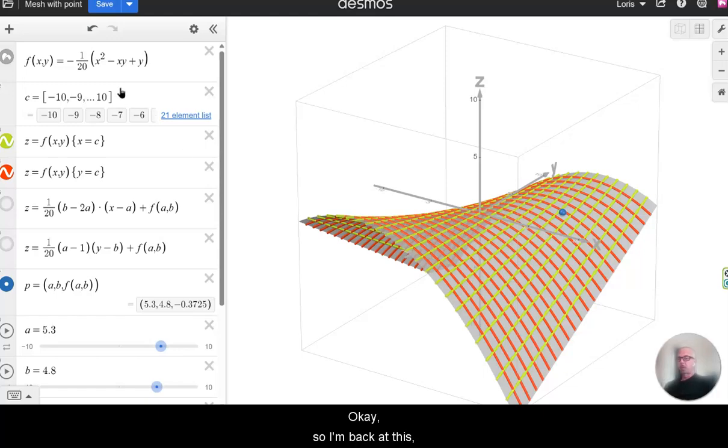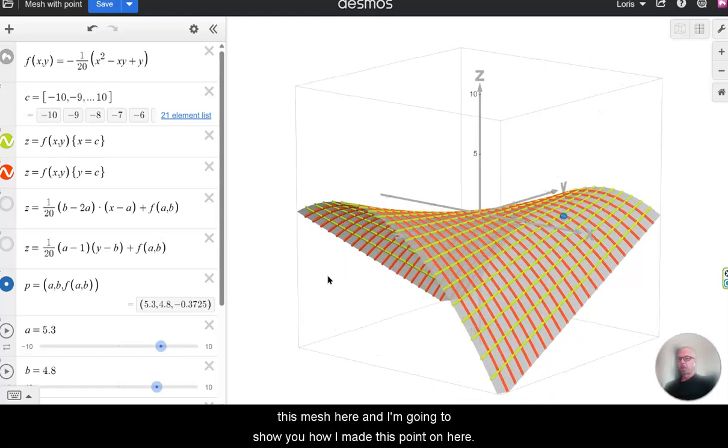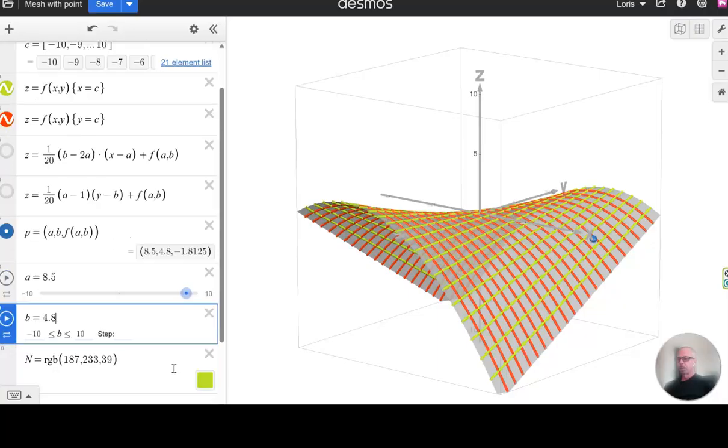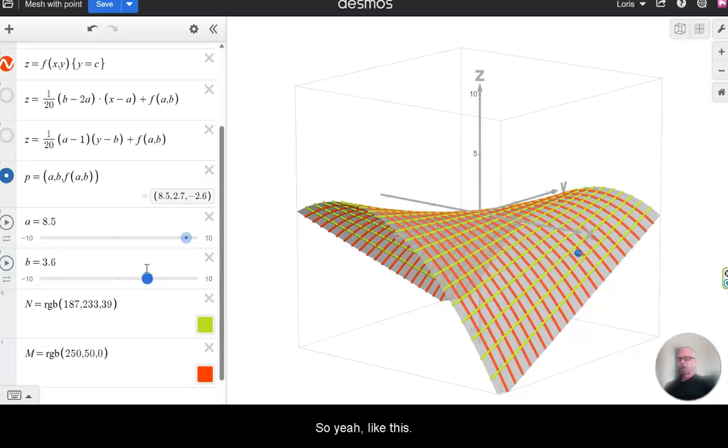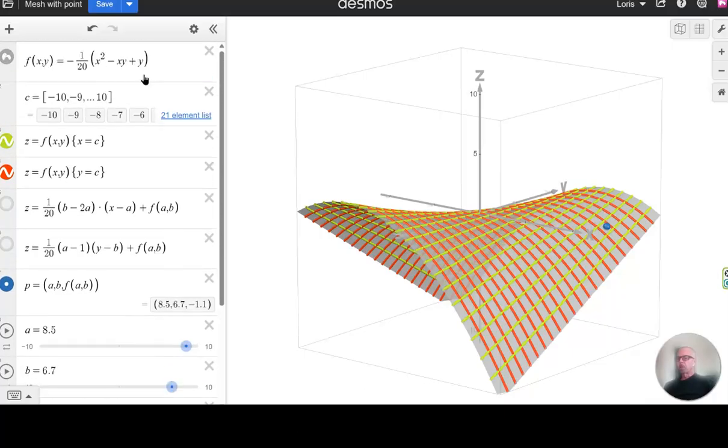Okay, so I'm back at this mesh here, and I'm going to show you how I made this point on here. Notice the point moves back and forth and up and down. Yeah, like this. So what I did was, here's my function, and I just did a, b, point p equals (a, b, f(a, b)), and f(a, b) will give you that z value that you need to actually put the point on the graph itself. Okay, so 3 coordinates, and when you do that, you got the point there.